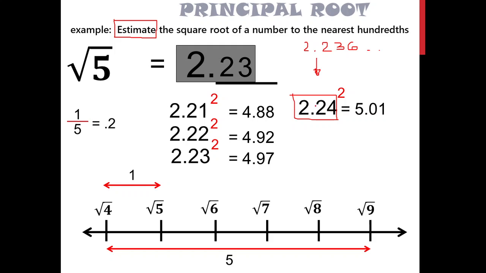Okay? Now I am going to explain to you why this one is the best answer. I will illustrate it on the number line. So say we have 5 here. This is our 5, the square root of 5. Okay? Now 4.97 is somewhere here. So 4.97 is 0.03 units before it will reach 5.